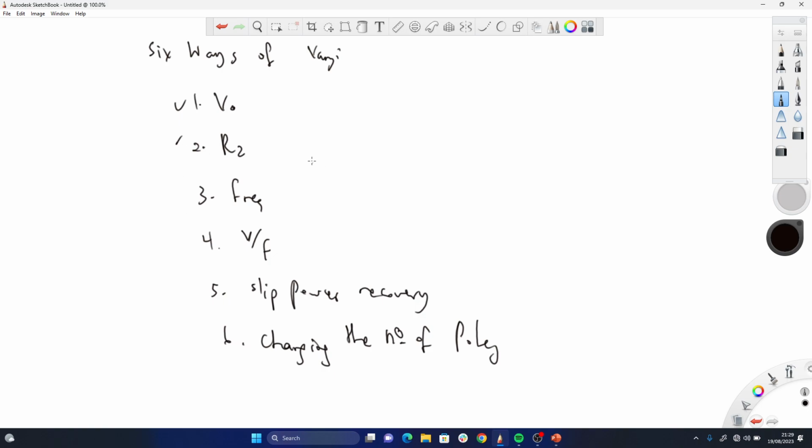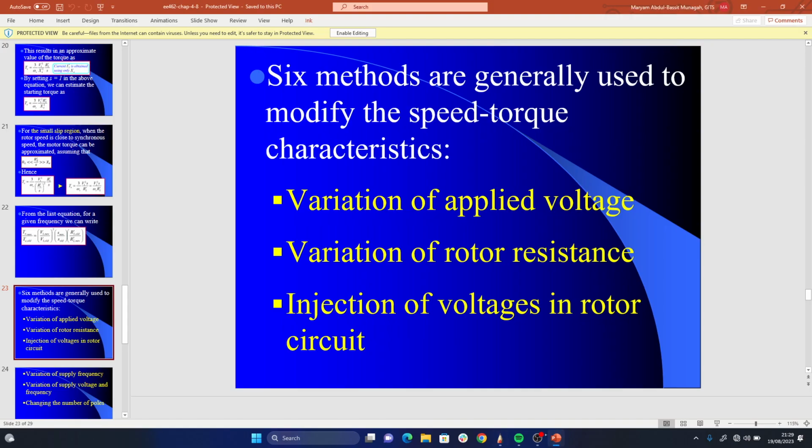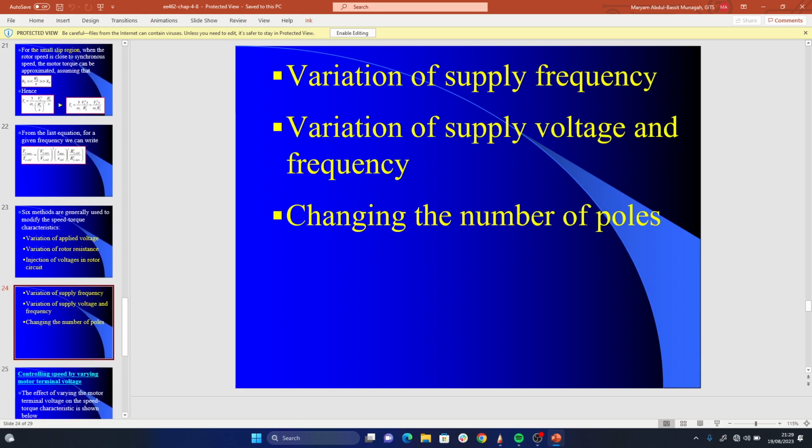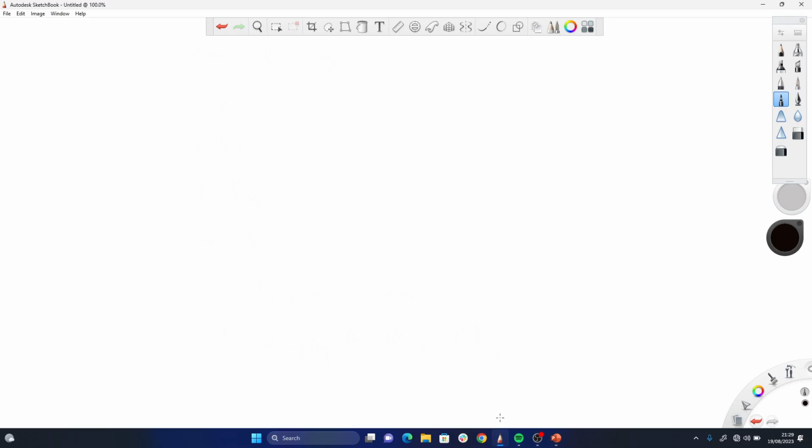So first, let's take varying the speed of induction motors by reducing the voltage, or varying the voltage to control the speed of induction motors. Variation of that type: controlling speed by varying the motor terminal voltage.